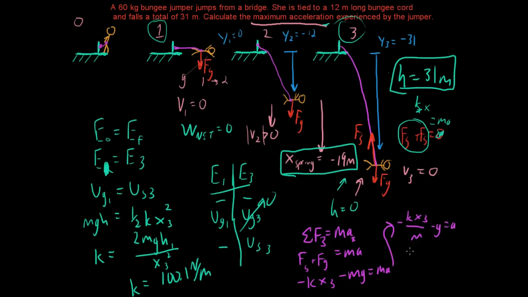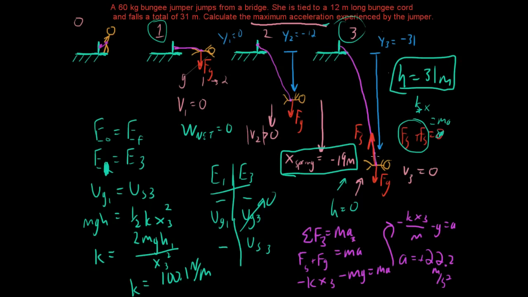If I plug everything in, what I should get then is an acceleration of 22.2 meters per second squared, and it is positive. It is a positive number. The reason that it's a positive number is because we should be accelerating upwards, and that's about it.